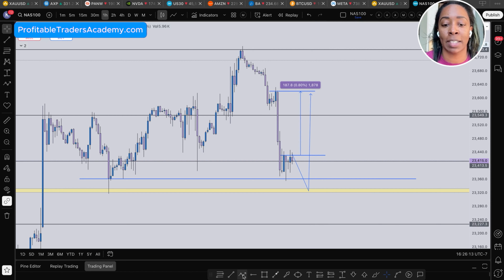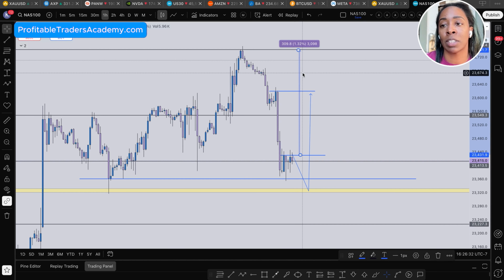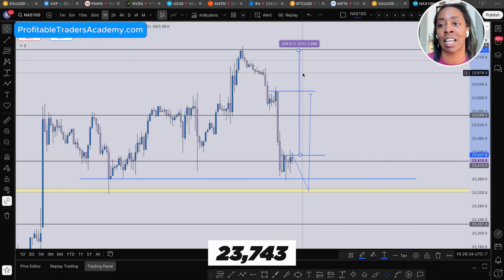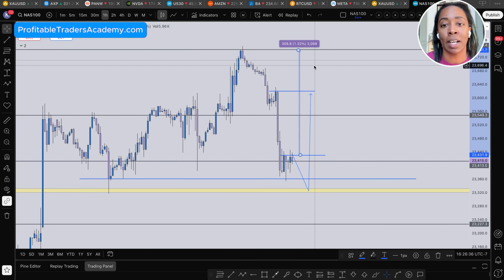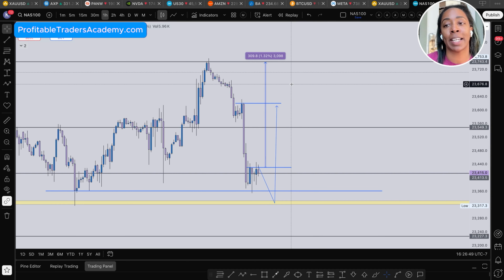And then of course, price could just push right up. We've seen that happen on Sunday. So at least Sunday in the US, and price could start around here and then go up to here. And then of course, if price does continue to push, I would target this previous high for about 309 points. And that is going to be right there at the 23,743 zone.